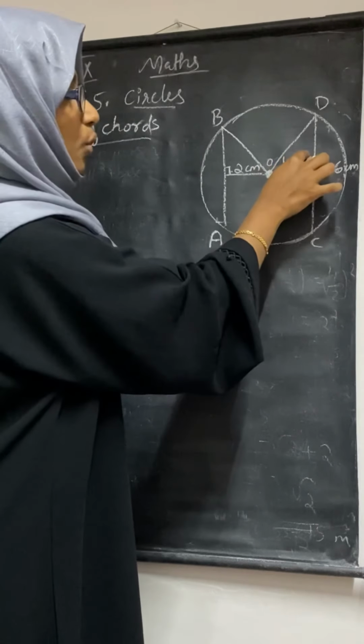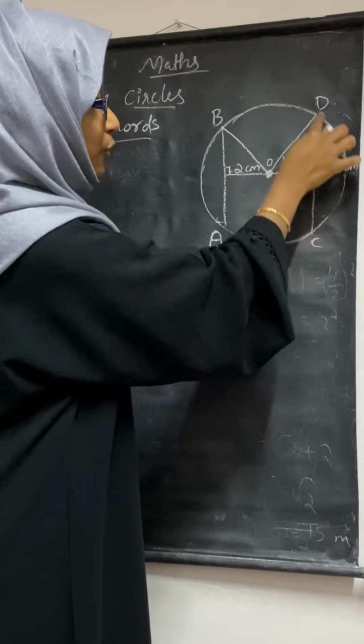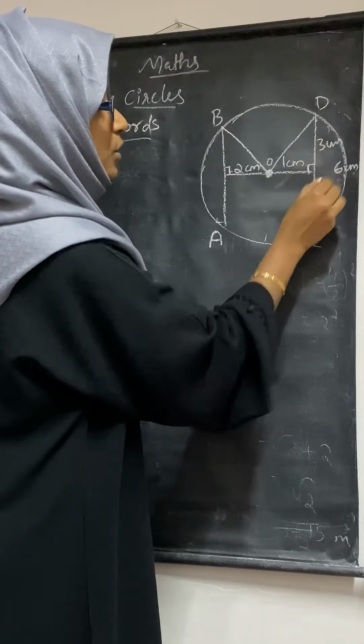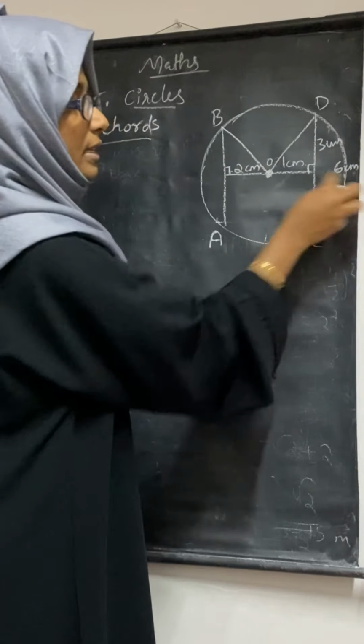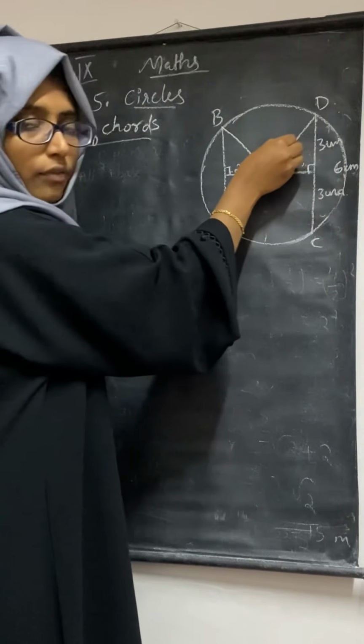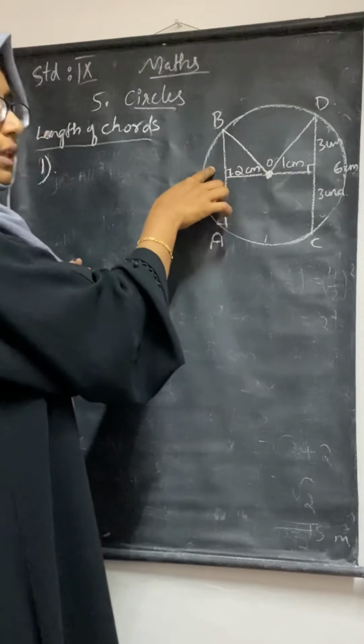Here you can see the base is given. The full length is 6, so what will be the half length? It will be 3 centimeter, and here also 3 centimeter. Together it is 6. So here you are getting the base and altitude, so the hypotenuse you can find out now. Using that hypotenuse you can find out the length of the other chord.